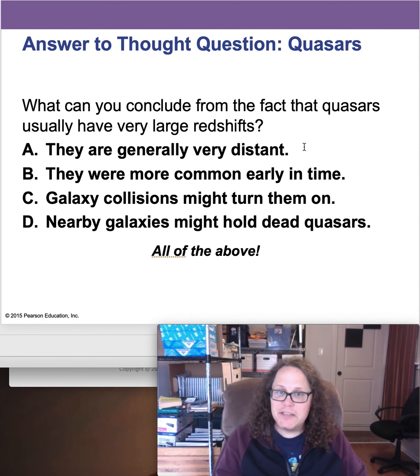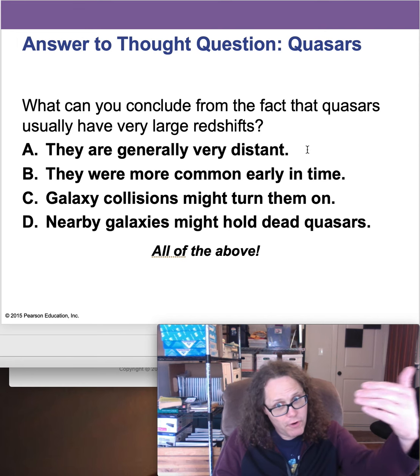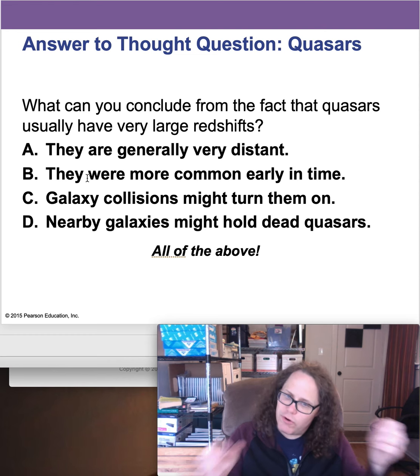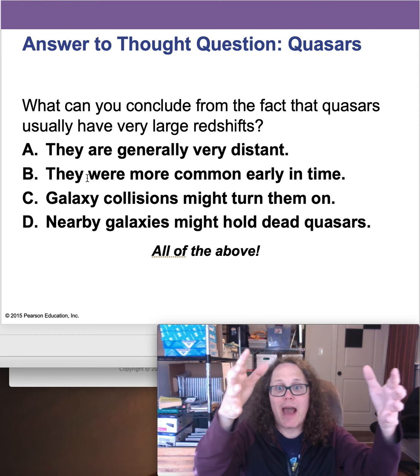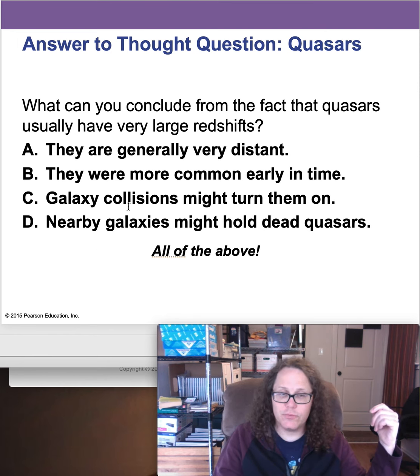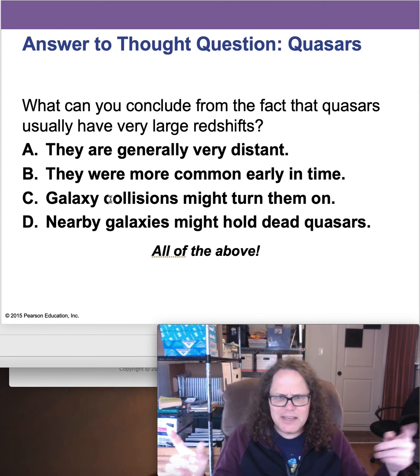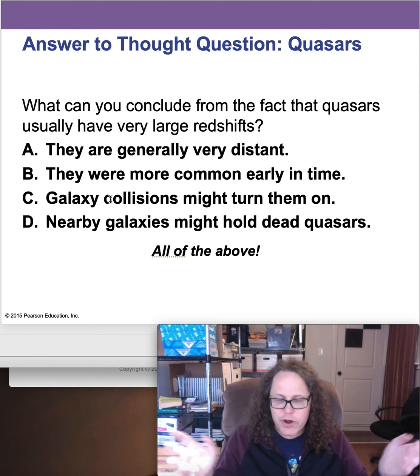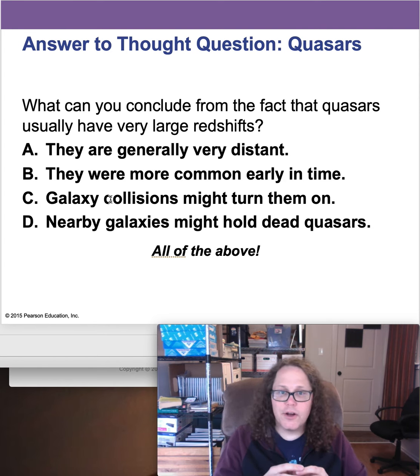Large redshifts means very distant, that's Hubble's law. To look far away is to look back in time, so if quasars are very distant, that means they were more common early in time. The universe is expanding, so if you turn the clock back to the early universe, galaxies were closer together and they were colliding more often, so C is correct as well. And if galaxies early in the universe were more likely to be quasars, and galaxies nowadays are not, that suggests that quasars have shut off, that nearby galaxies might have been quasars in the past. Maybe even the Milky Way had a quasar in the past.